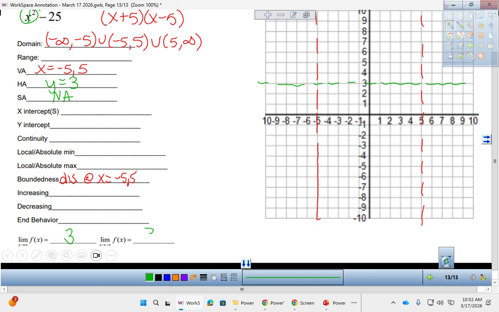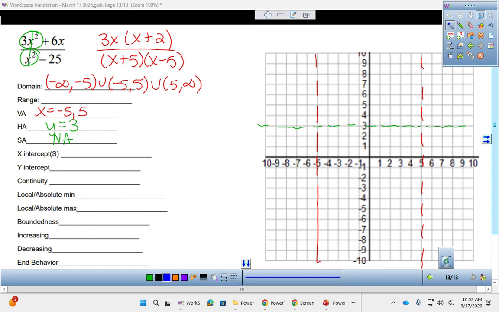So my end behavior is my 3's. Oh, I wrote discontinuous in the boundedness spot. All right, so x and y intercepts. X-intercepts, set the numerator equal to 0. We're going to have 2 of them. 3x is equal to 0, and x plus 2 is equal to 0.